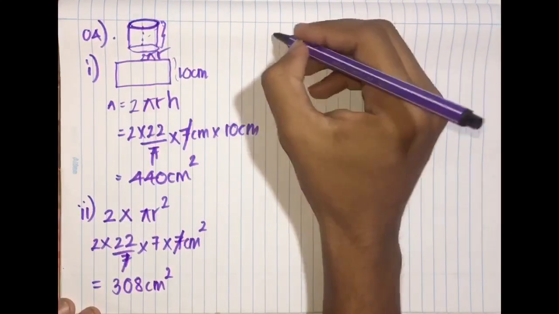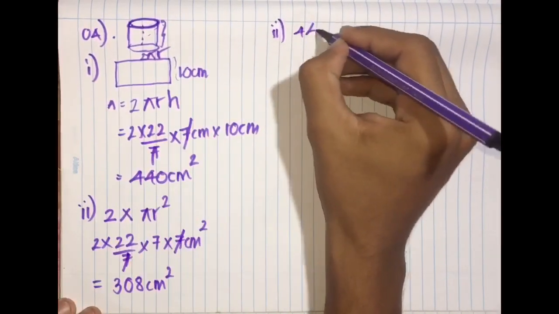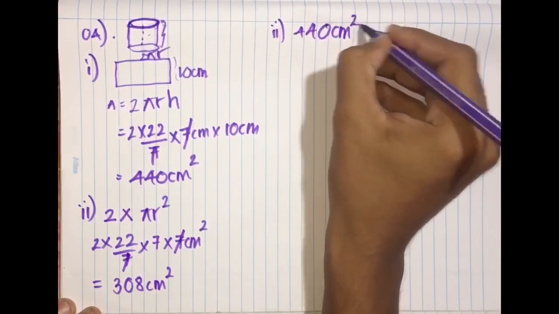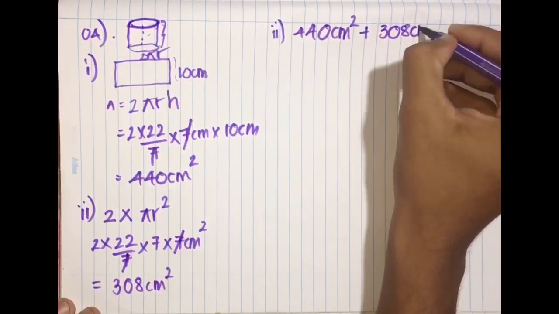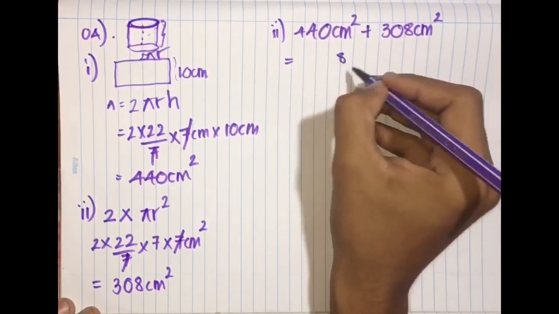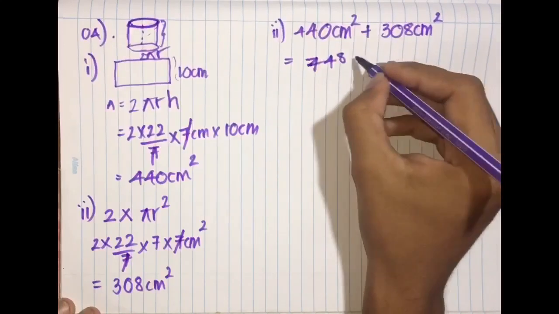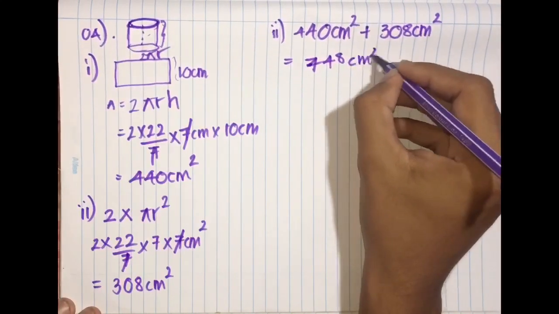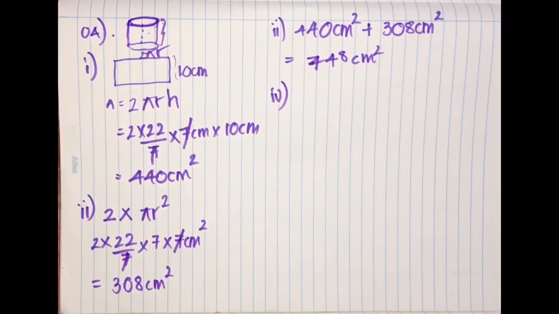What is the total surface? Yes, you have to add with this total 440. So 440 centimeters squared plus 308 centimeters squared. Is that part clear? So when you add both, you get 748 centimeters squared. Okay. Now let us move on to the third, Roman number 3.